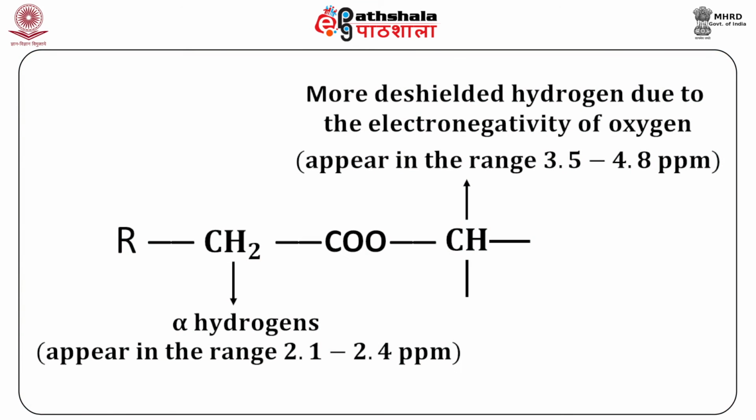There are two different types of hydrogens present in esters. Firstly, the hydrogens on the carbon attached to the oxygen, that is RC=O-OCH, are more deshielded due to the electronegativity of the oxygen and they appear in the range of 3.5 to 4.8 ppm. The other types of hydrogens are alpha hydrogens, which can be denoted as RCH-COOR, and they resonate in the range of 2.1 to 2.5 ppm. These protons are deshielded by the anisotropy of the carbonyl functional group.